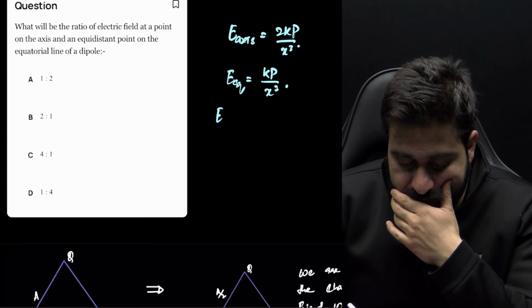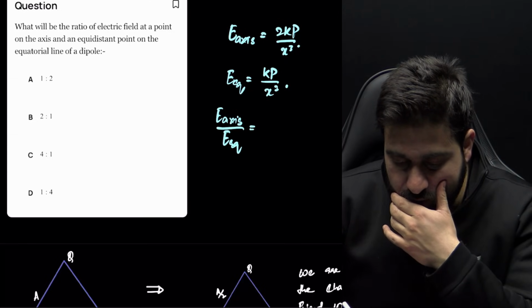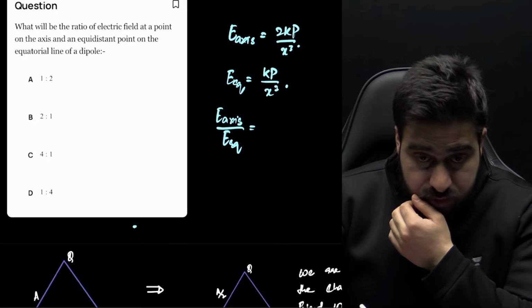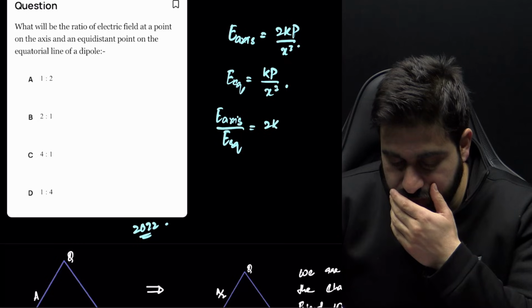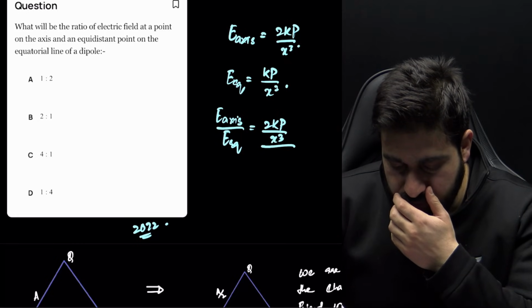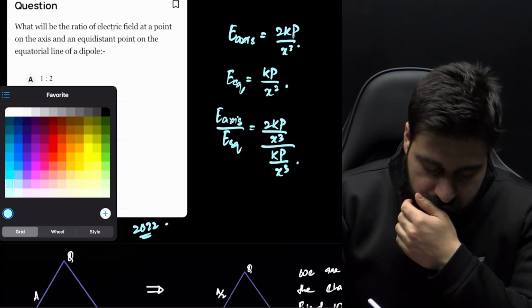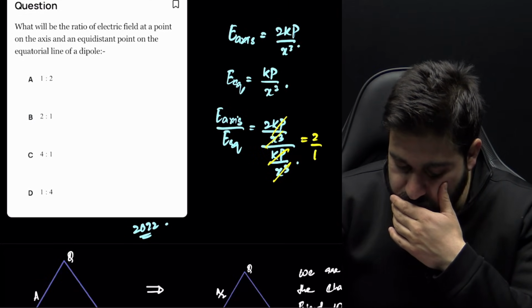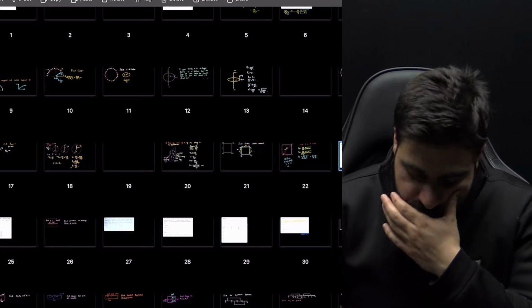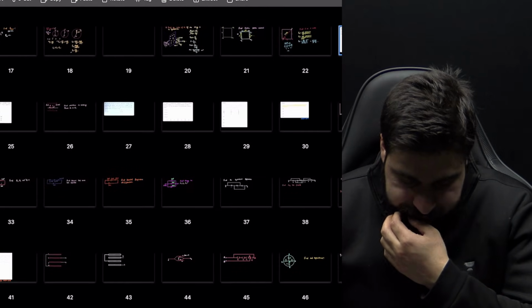So I can say electric field on the axis divided by electric field on the equatorial point. This is the question of NEET 2022. So this will be 2Kp divided by x cube upon Kp divided by x cube. So x cube cancels, Kp cancels, and it will be 2 is to 1.